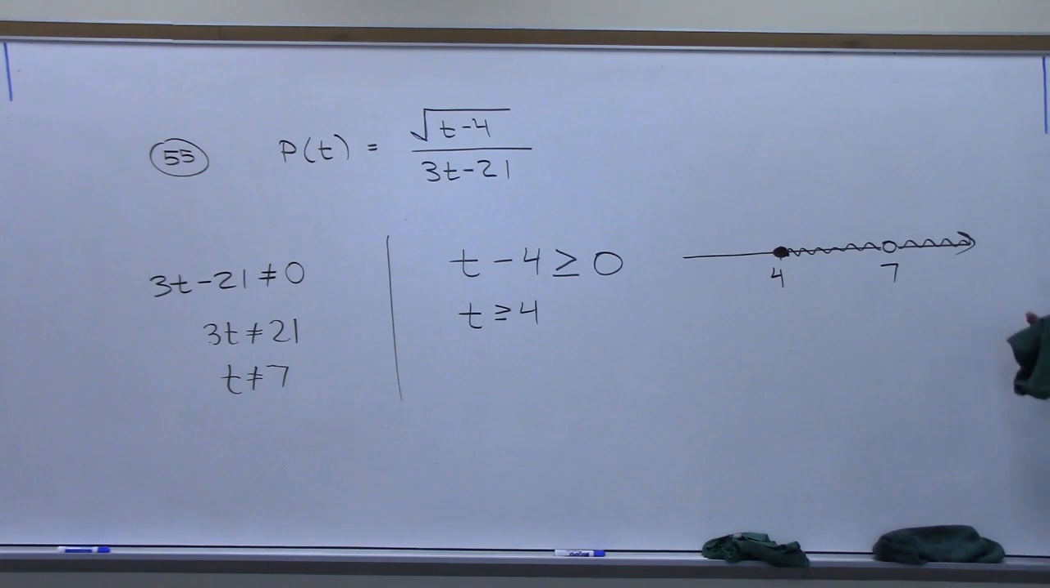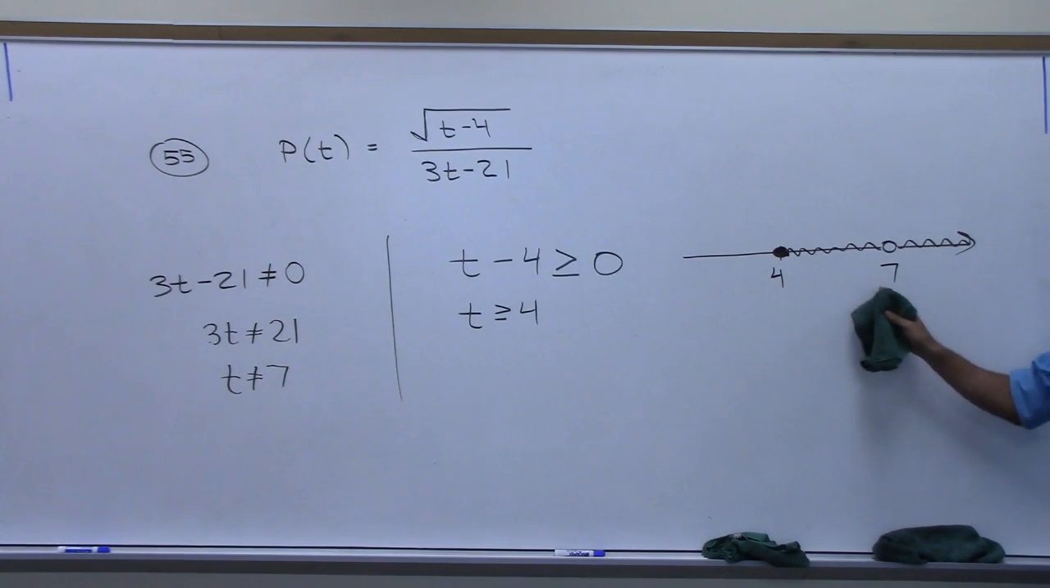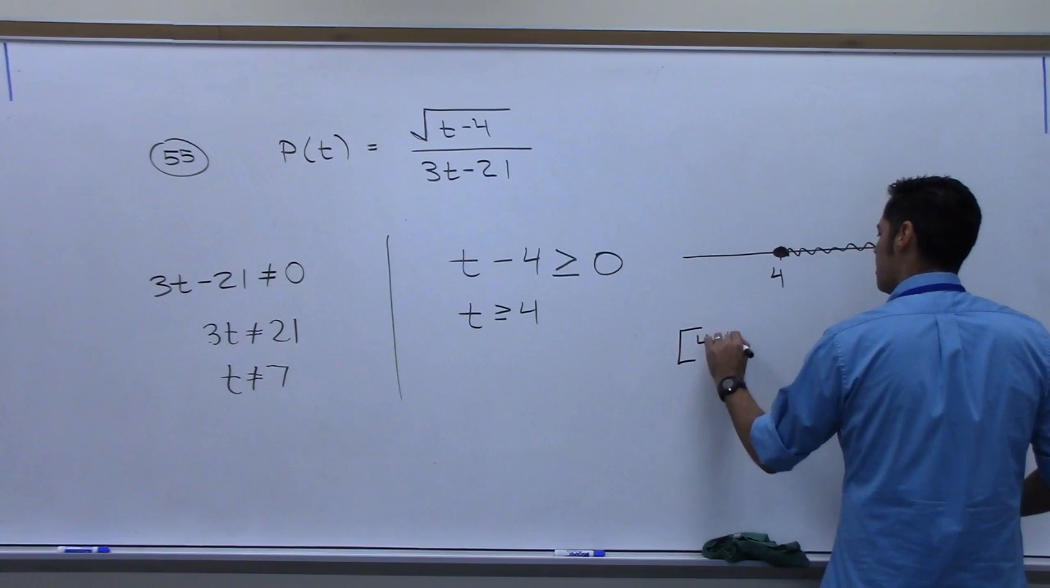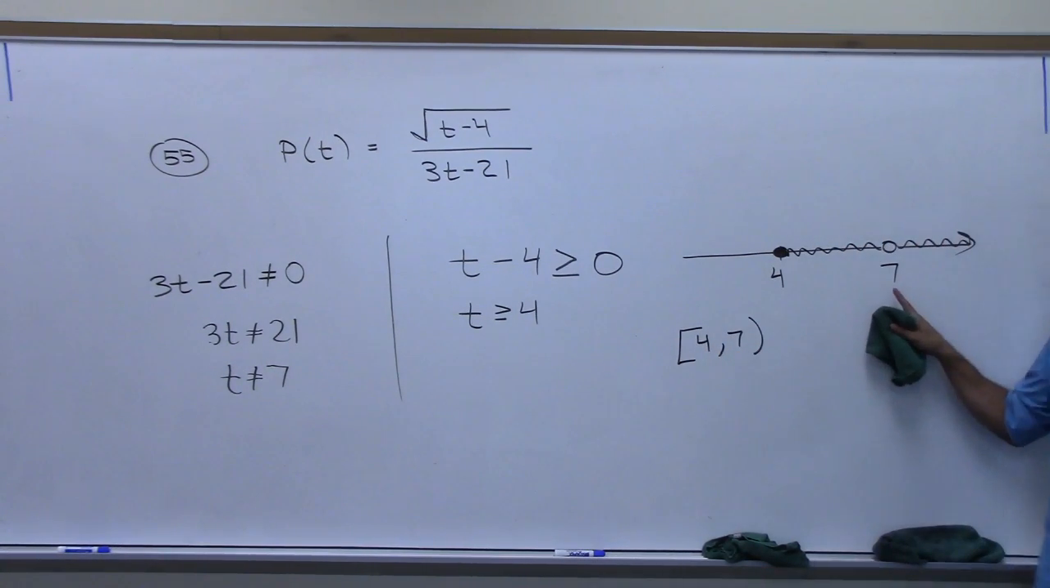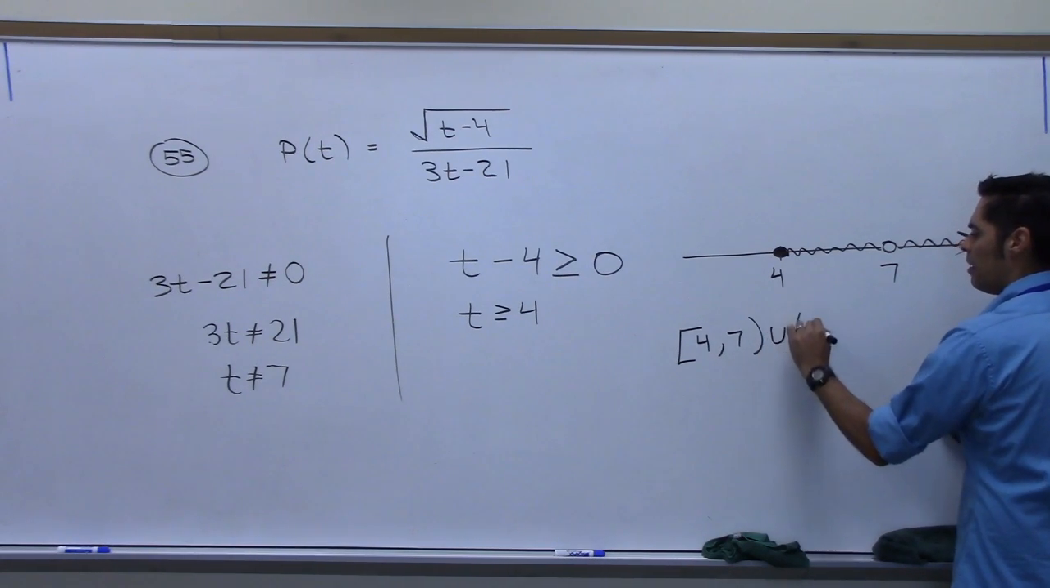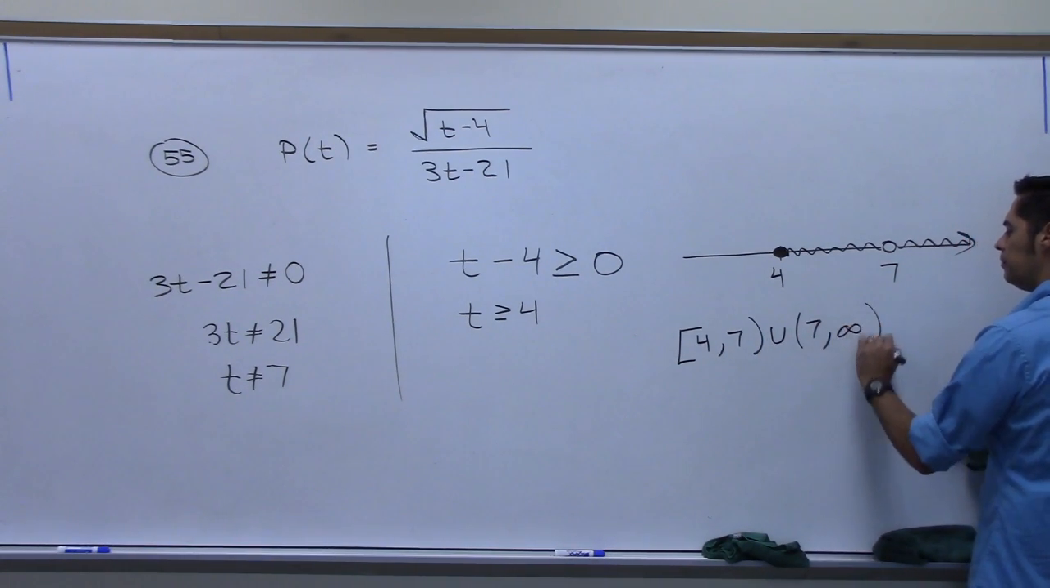So we will have 2 intervals of numbers, right? Everything between 4 and 7, including 4. So bracket 4 to 7, parenthesis on the 7 because we can't be 7. Unioned with everything from 7 on to infinity.